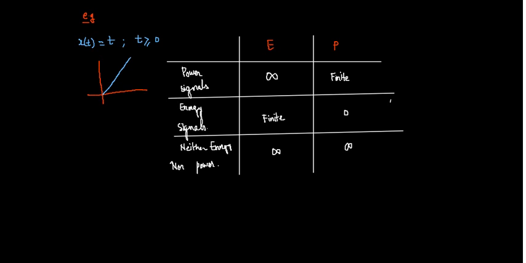What would the slope? Tell me. 1, of course. So slope is 1. Can you calculate its energy and power? 0, of course. Yes, so it's 0 otherwise.